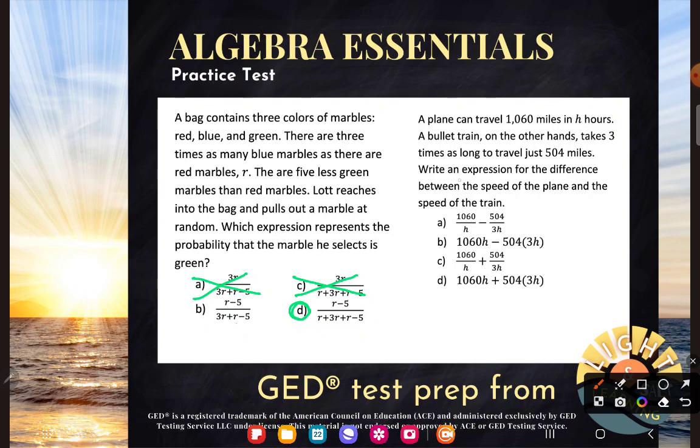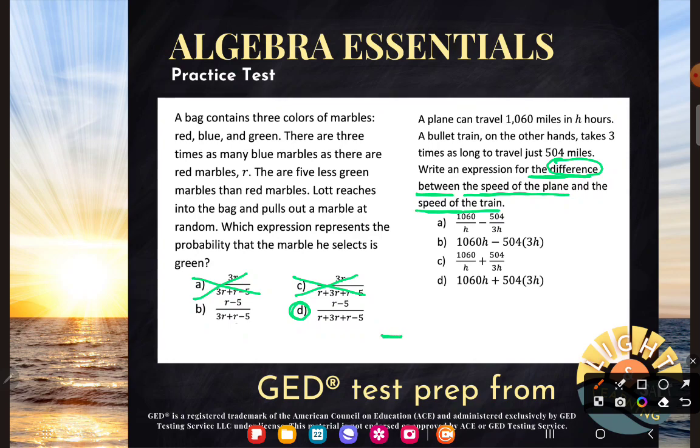Let's start with that. Write an expression for the difference between 2 things. The speed of the plane and the speed of the train. So let's start with the fact that they're asking us for difference. We might be confused by algebra, we might be confused by all these H's, but we know what difference means. Difference means we're going to subtract things. We've talked about that a lot.